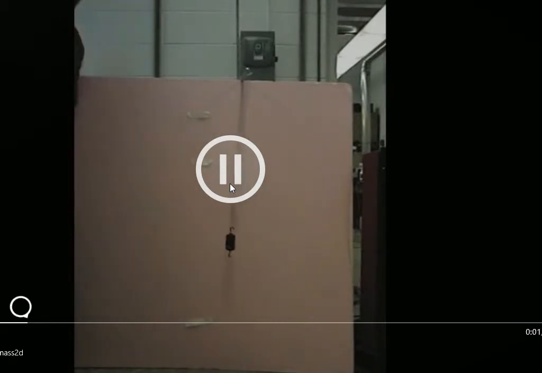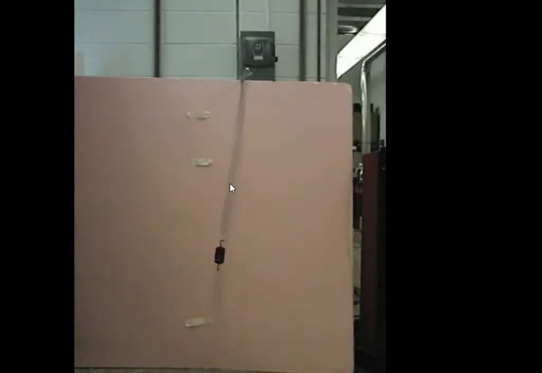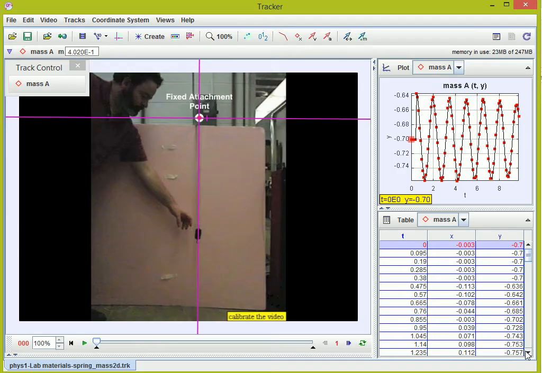Hi, this is Lab 4. This time we're going to talk about the spring mass system. And here is the situation that we're going to study. I've analyzed this motion using Tracker. Here, the origin is the attachment point of the spring.